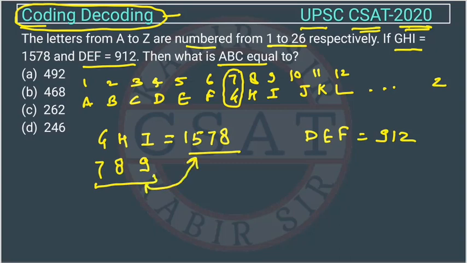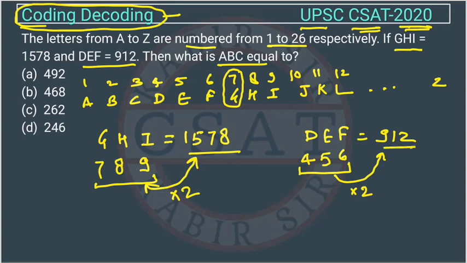If we see the relation, 1578 is twice the 789. So now we will check whether the same logic is used in the second one, DEF. D is at position 4, E is at position 5, and F is at position 6. What's the relation between 4, 5, 6 and 912? Again we can say this is twice of 456, so we will get 912.